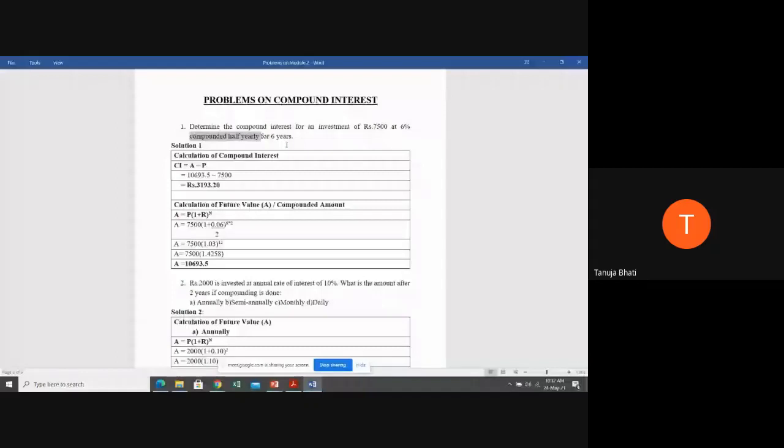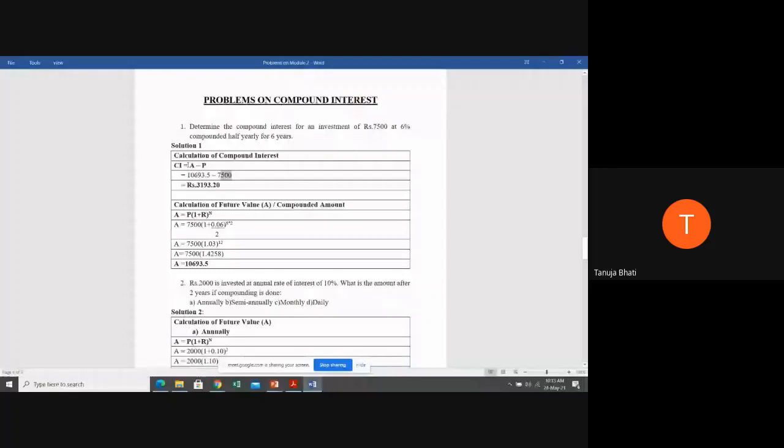So they're telling us to find out the compound interest. What is the formula to calculate compound interest? Let us look into the solution. Calculation of compound interest. Compound interest is nothing but A minus P. Whatever is your future value minus your present value, the difference is the interest that you have earned. So A minus P, where we know P is 7,500, but we do not know A. So let us first calculate it in the working notes.